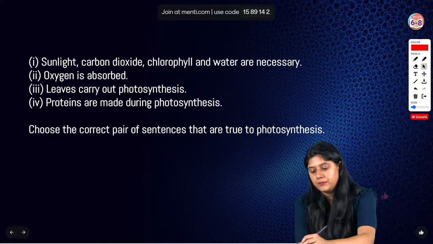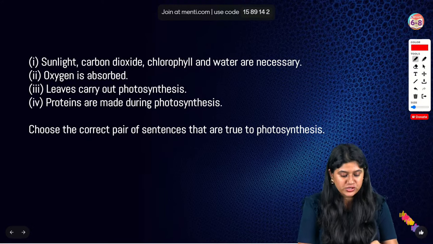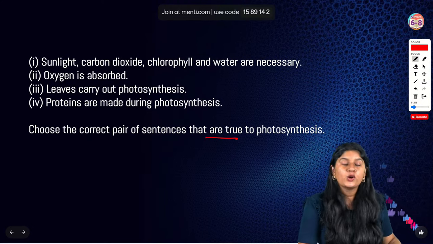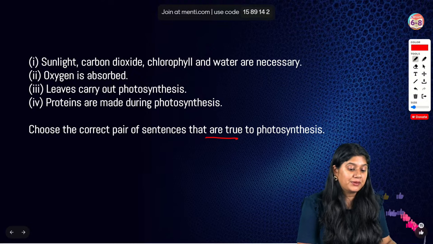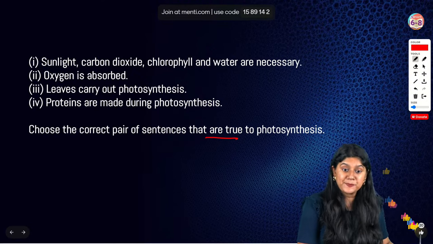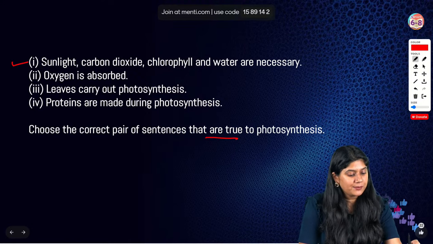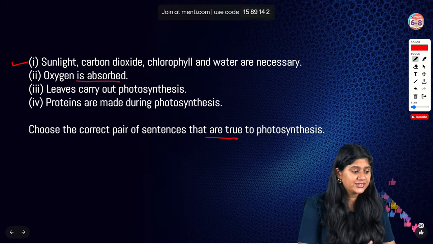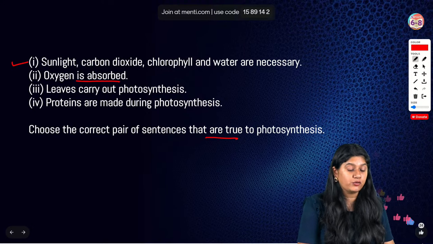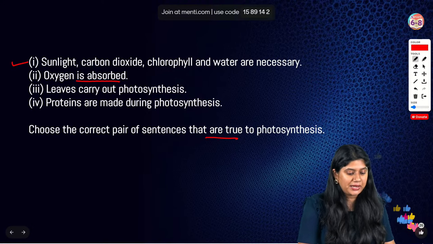Let's take a look, everyone, over here. We have to choose the pair which is true about photosynthesis. So we know that sunlight, carbon dioxide, chlorophyll, and water are necessary. Absolutely correct. Then, oxygen is absorbed? We know that it is released, right? Leaves carry out photosynthesis. Yes. And proteins are made up of photosynthesis? No.